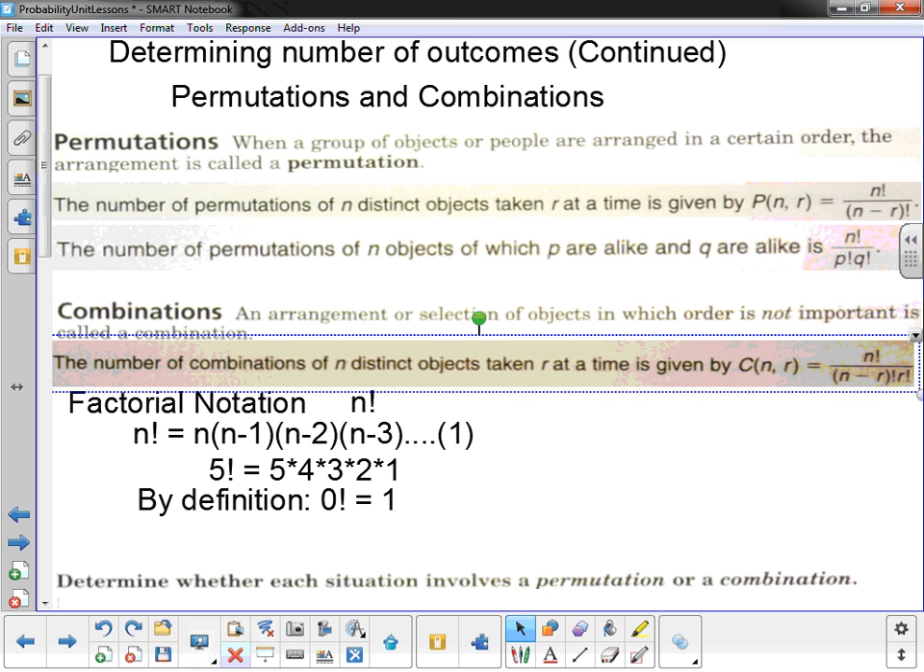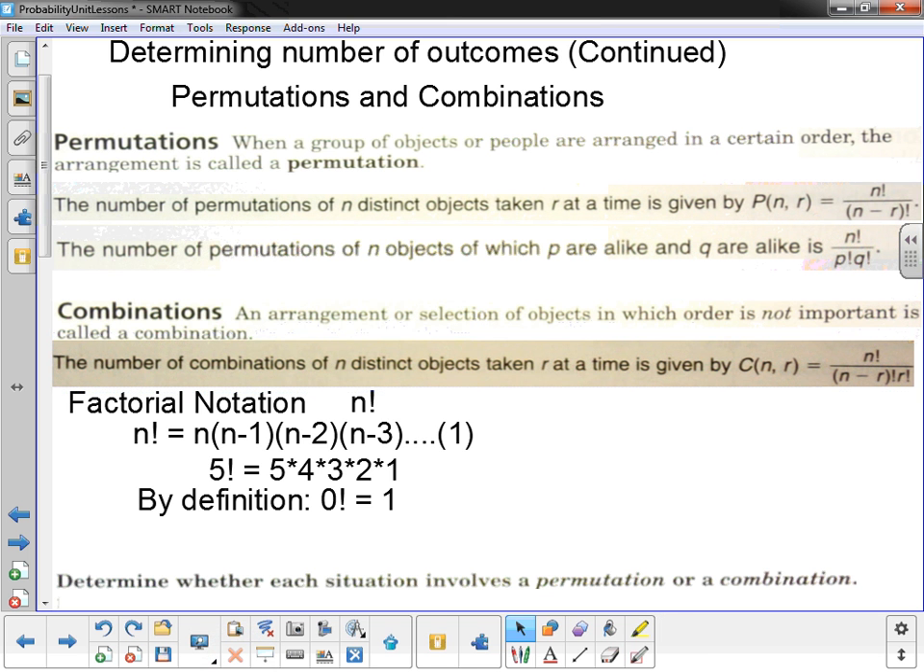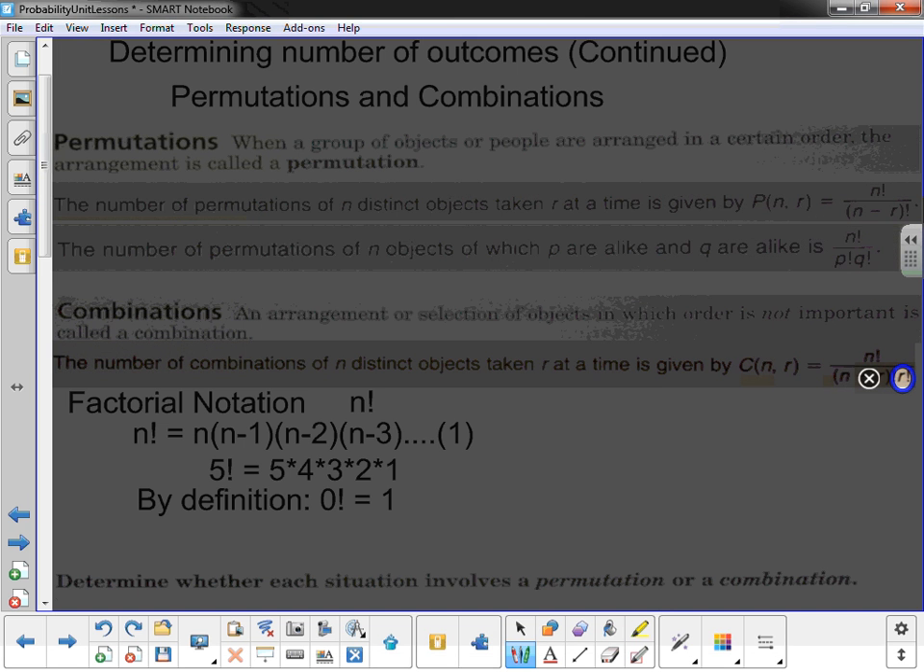The number of combinations of n distinct objects taken r at a time is given by C(n, r) equals n factorial over r factorial times (n minus r) factorial. So notice the difference here is this little guy right there. That extra r factorial on the bottom. Because that means I have that many groups to go in there, and I got to take those out.